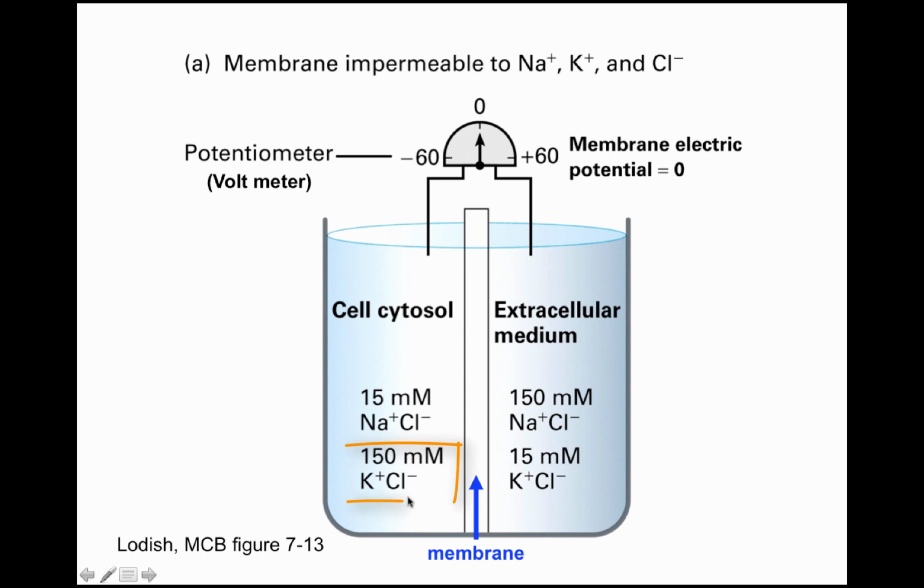Conversely, the concentration of potassium chloride inside the cell was set up to be 150 millimolar, and the concentration of potassium chloride in the extracellular medium was set up to be 15 millimolar. So there is a much greater concentration of potassium ions in the area designed to represent the inside of the cell versus the outside of the cell. Since the ions do not have a way to cross the membrane, they can be considered to be at equilibrium, and therefore the membrane potential is zero. So the ions do not move.